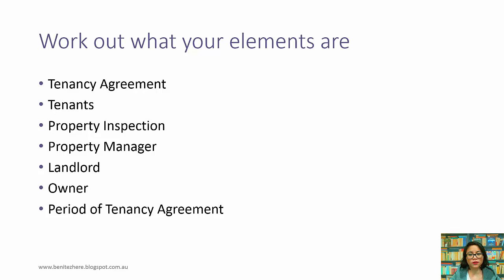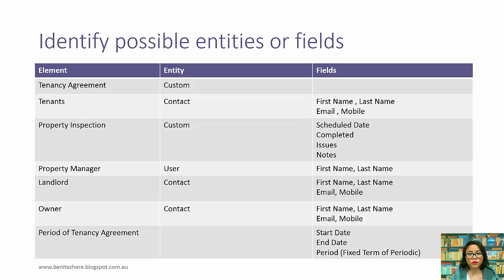So in front of you, I've listed tenancy agreements, tenants. We need to capture property inspections. We need to know who the property manager is, the landlord, the owner, and the period of tenancy agreement. So then you have to go through the process of identifying what are the entities and what are the fields. Sometimes you don't know them straight away, so it is perfectly normal to come back to it at a later point in time.